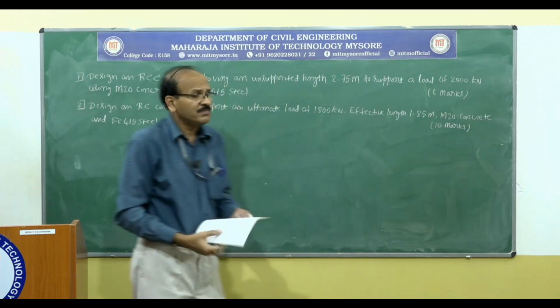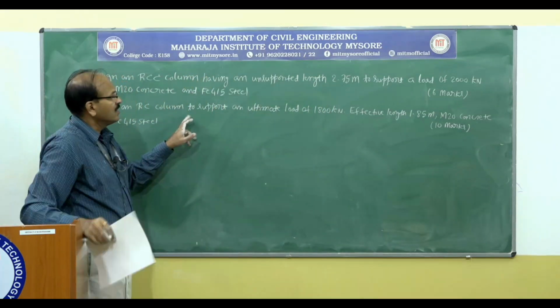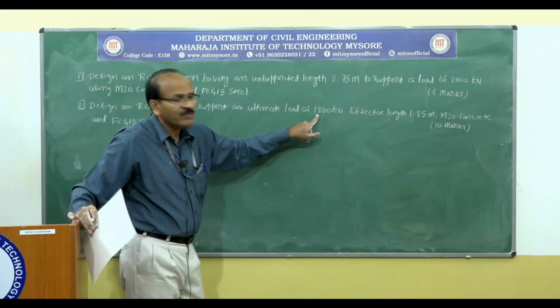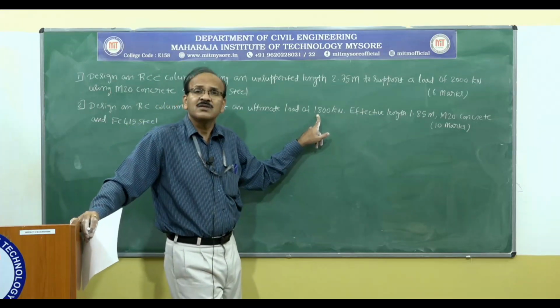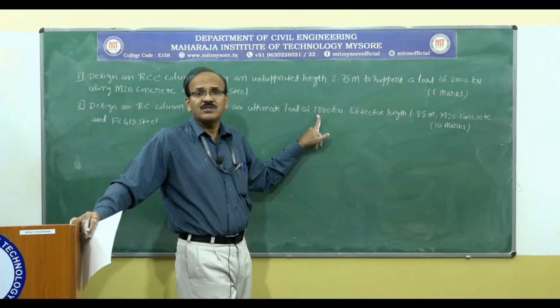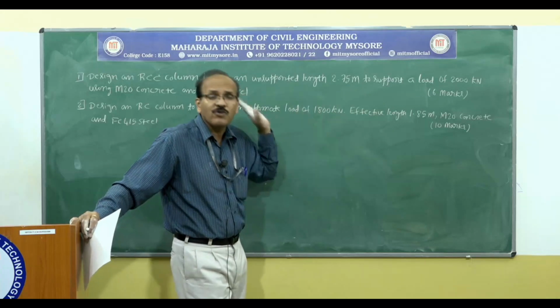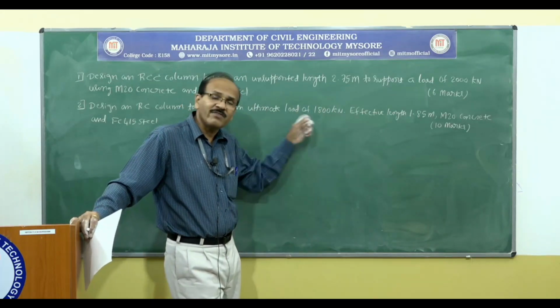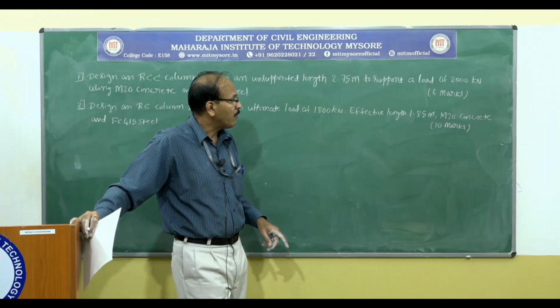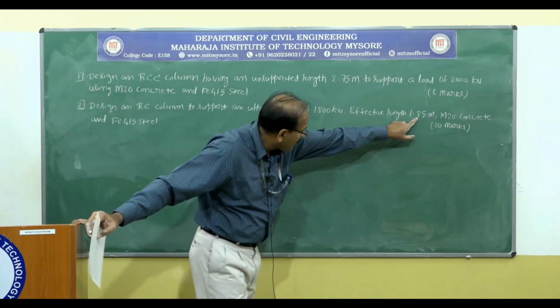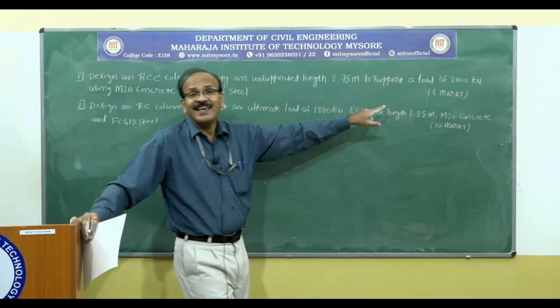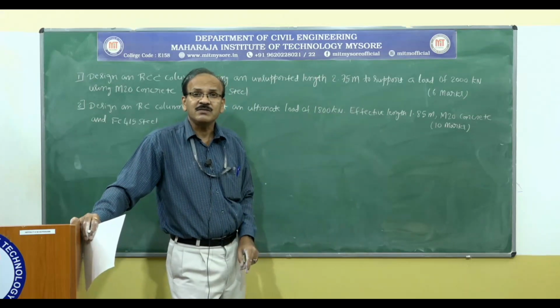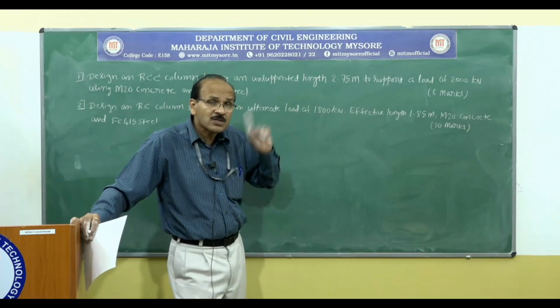See, look at this problem. It says to support an ultimate load of 1800 kilonewton. So that is the PU value given. You don't have to multiply this by any load factor. Take the value as it is. Then the effective length LE is 1.85 meter. They have not given any unsupported length.